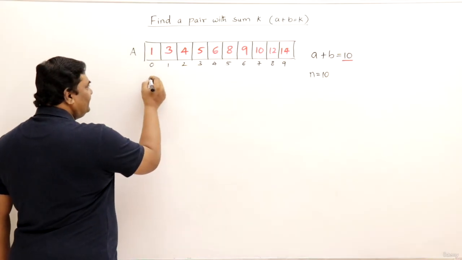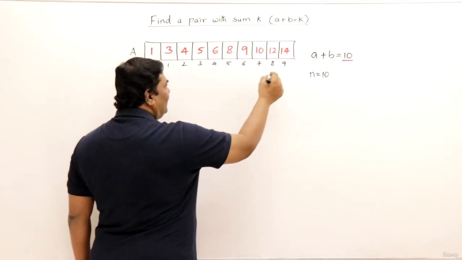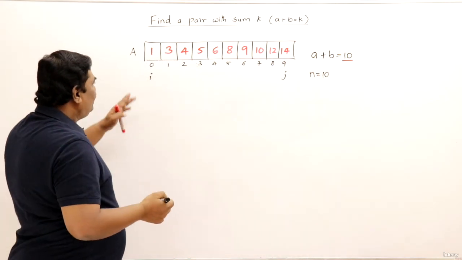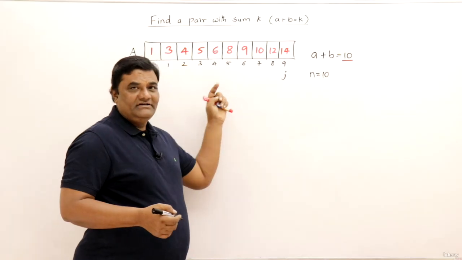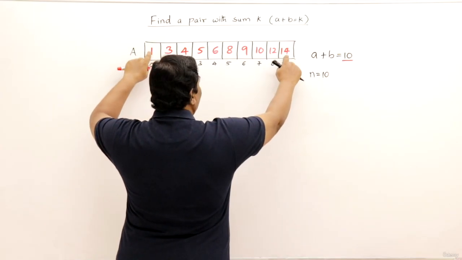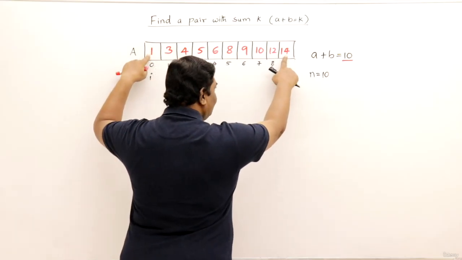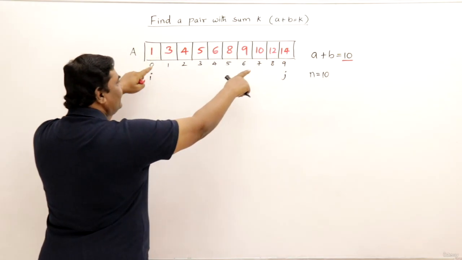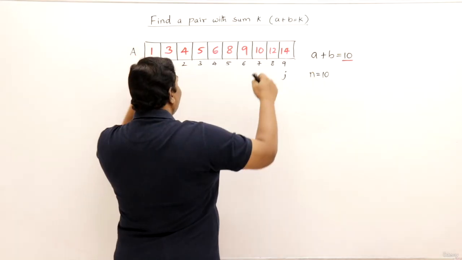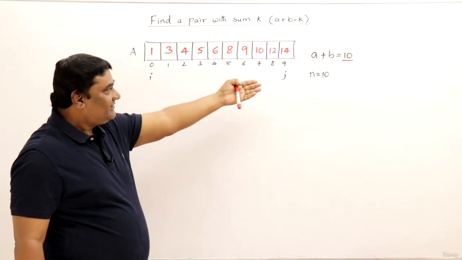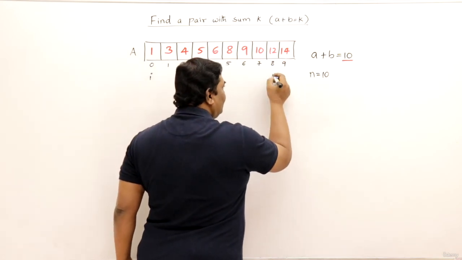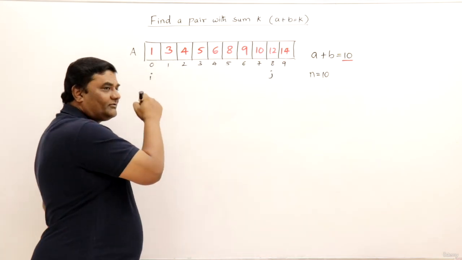For scanning, I will take i starting at 0, and j at the last index, that is n minus 1. Using this, i will proceed in this direction, and j I will move in this direction. Then what do I have to do every time? Check whether these two add up to 10. No, this is greater: 1 plus 14 is 15. When the total is greater, it is because that number is bigger. So let us check a smaller number. I will decrement j. I will not increase i. Let i stay there only, right?